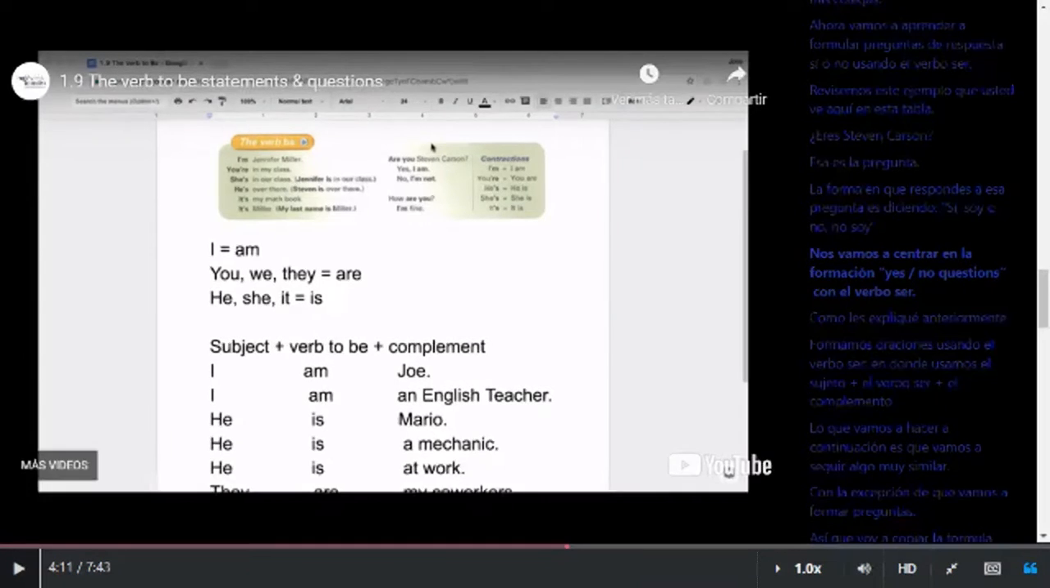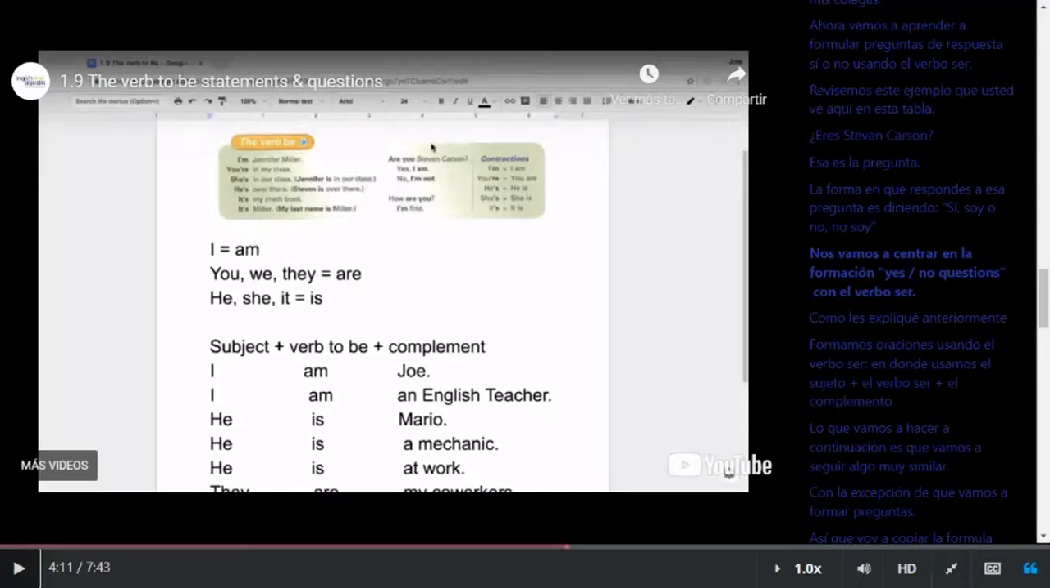Vaya, en el caso de ella, right? ¿Cómo sería la pregunta para ella? She is Maria. Y antes decía, she is Maria. ¿Cómo voy a preguntar ahora? Is she Maria? Y damos ese contraste en la entonación. ¿Ven cómo cambia la entonación? Cambia el orden, right, del verbo to be. Vamos al principio, right? Y la entonación tiene que ser rising intonation.